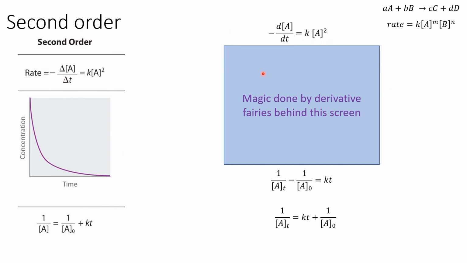Then if you take the integral here behind the screen, you end up with this situation right here: 1 over the concentration at time t is equal to 1 over the initial concentration plus k times t. And you linearize this one by taking 1 over. So the inverse of the concentration at time t is equal to kt plus the inverse of the initial concentration. Again, you have a y on this side, m is the k, and then t, plus the b, the intercept, is going to be 1 over the initial concentration.